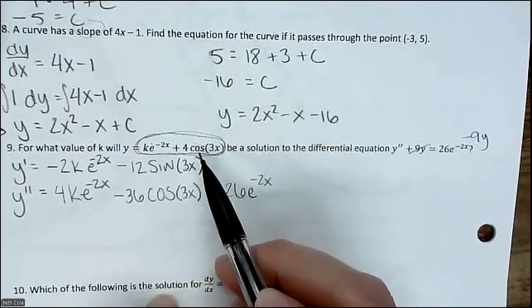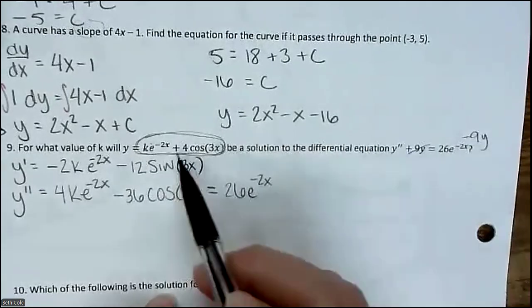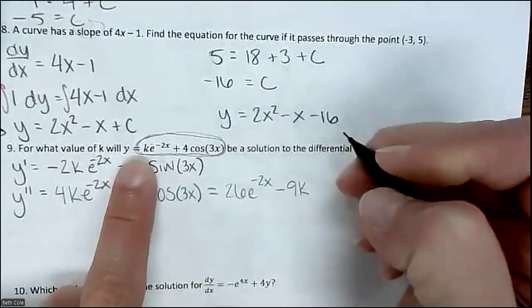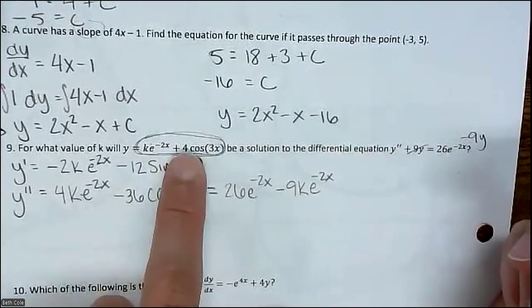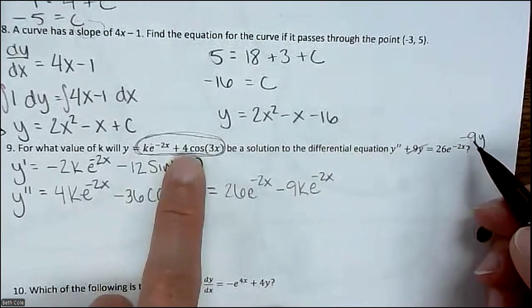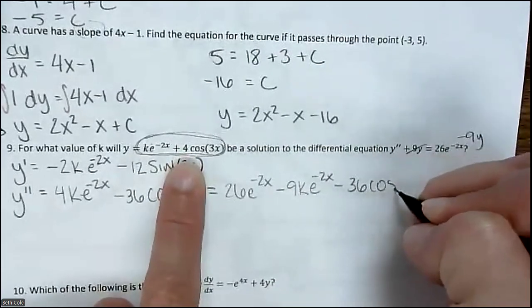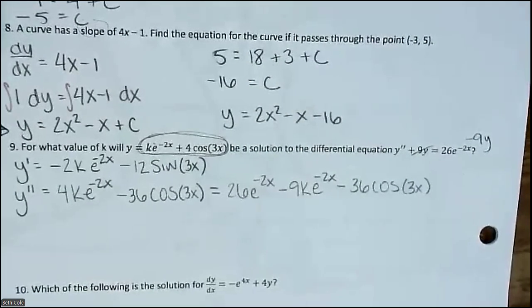As a heads up, we're practically done. After this, it's going to get better, I promise. Thanks for hanging in there with me. So if you multiply a -9 to both parts of that, you're going to get minus 9k e to the -2x. And if you multiply -9 to that part, okay, the horribleness is done. We got through the worst of it.